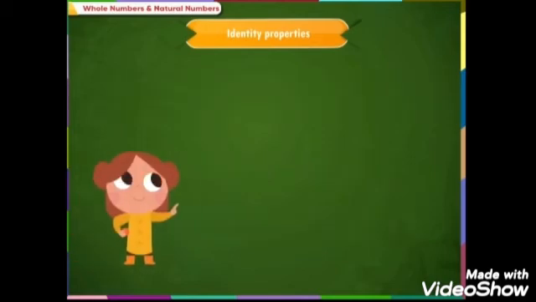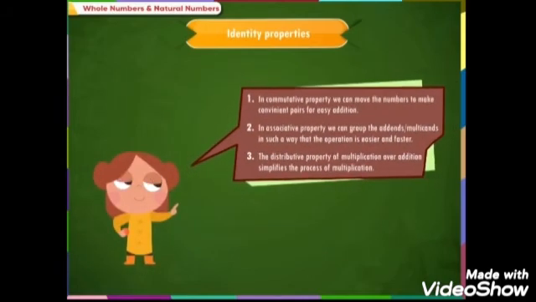Let us do a quick recap of what we have studied till now. Remember, 1. In commutative property, we can move the numbers to make convenient pairs for easy addition. 2. In associative property, we can group the addends or multiplicands in such a way that the operation is easier and faster. 3. The distributive property of multiplication over addition simplifies the process of multiplication.